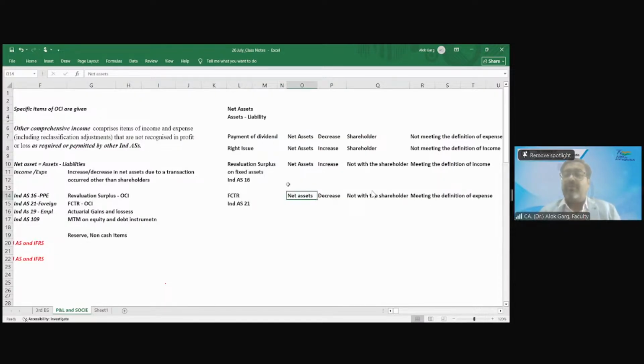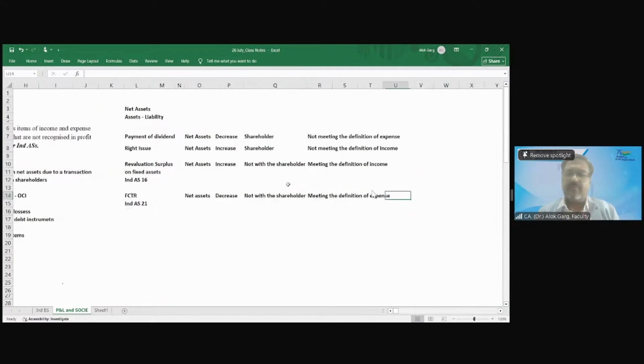So tell me, on this foreign currency translation reserve, will your net assets decrease or increase? In my example, it will decrease. It can increase also, it can decrease also. So here it will decrease. But whether this FCTR transaction is with the shareholder, or other than the shareholder? It is other than the shareholder, sir. So whether it is meeting the definition of expense? Yes, it is meeting.